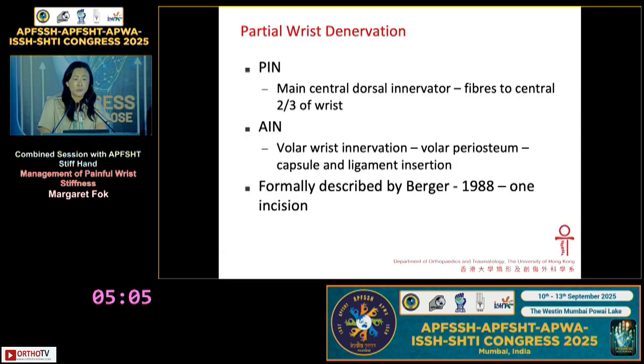How about partial wrist denervation? Can we actually not ablate all the nerves? Some people would think that the PIN is a major central dorsal innervator, and it supplies the central two-thirds of the wrist. The AIN is a volar nerve, and it also basically innervates most of the wrist. Can we just denervate both the PIN and AIN, and what are the results?